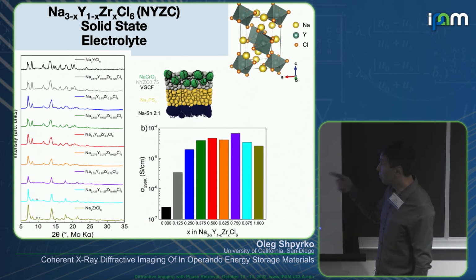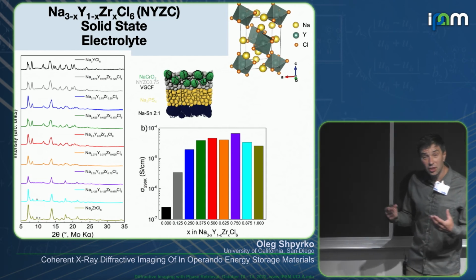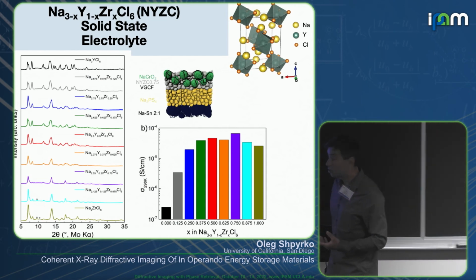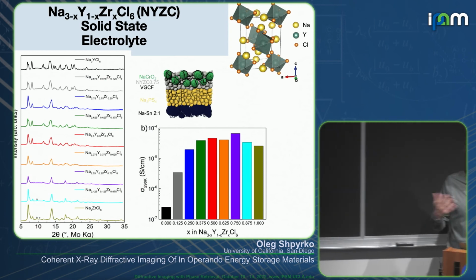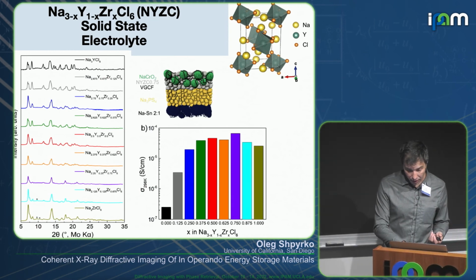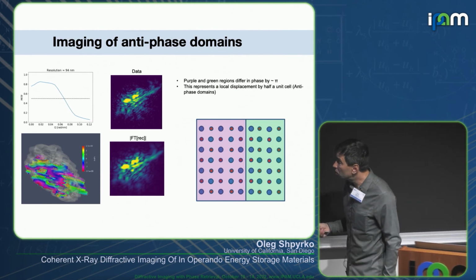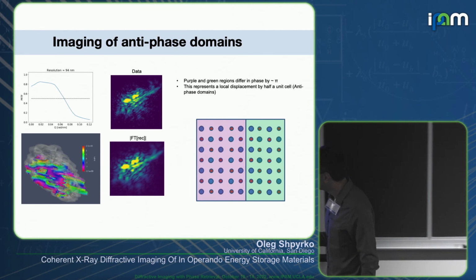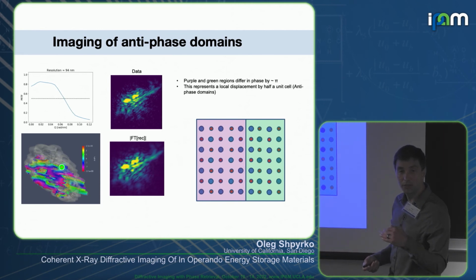Again, I would tell you that nobody understands exactly why that is, because DFT calculations don't really show that in their modeling. So we set out to see if there is anything else that happens in these materials when you dope them. And again, these are somewhat preliminary results, but when you do the reconstructions without assuming anything, what you end up with is a whole bunch of domains that show pi phase shift inside of them.